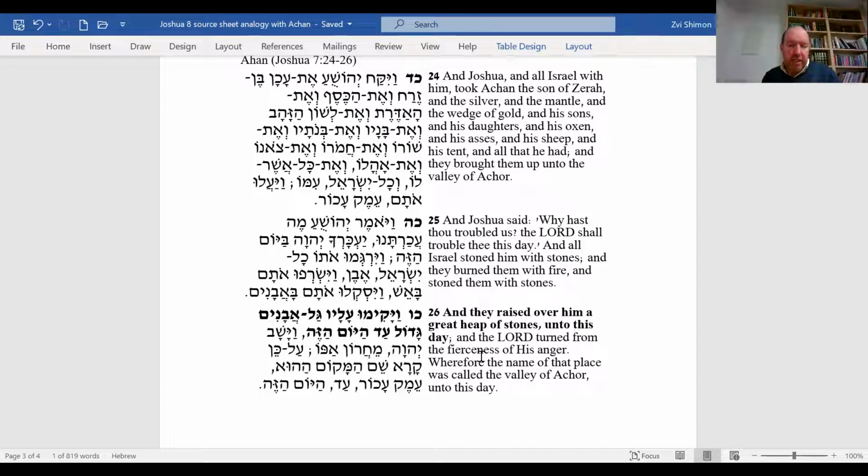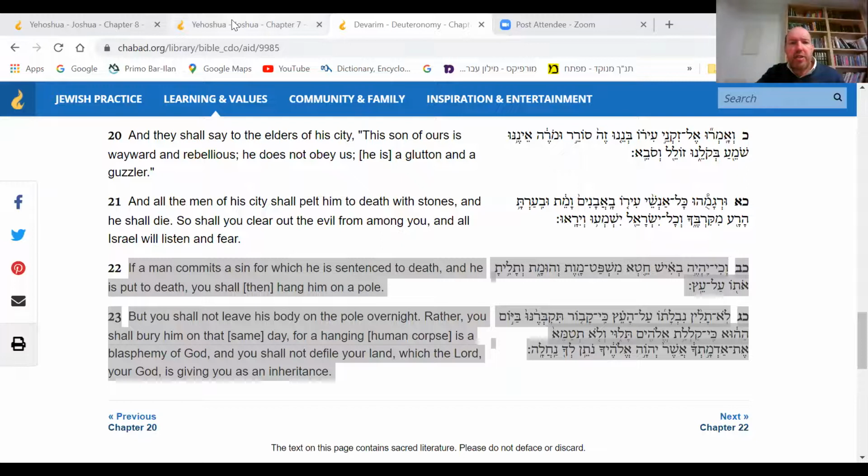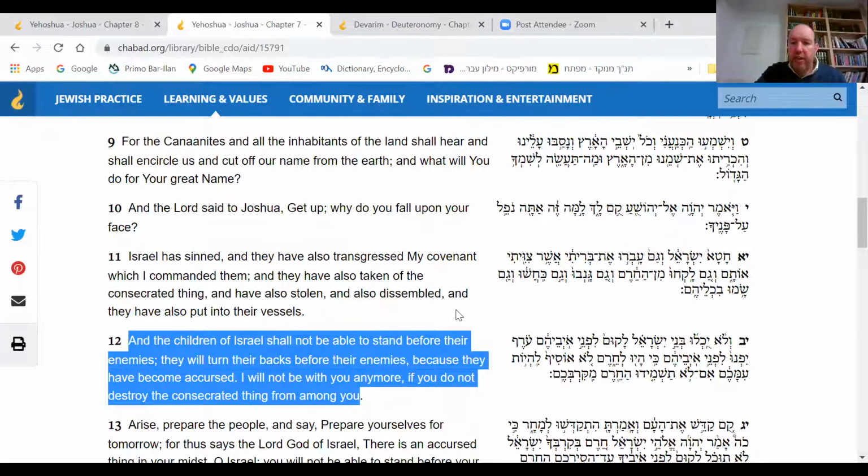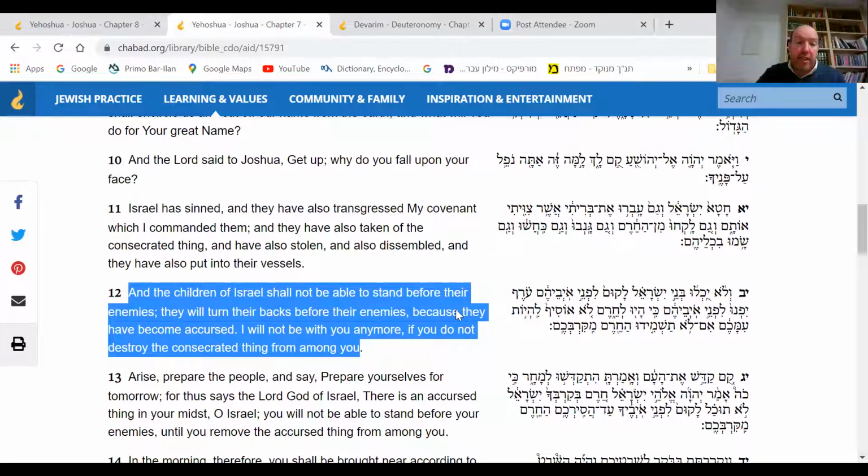And indeed, this was explicitly stated previously in the book of Joshua. We have an elaborate verse that states exactly this. Let's see it in Joshua chapter 7. In the warning, it stated, "And the children of Israel shall not be able to stand before their enemies. They will turn their backs before their enemies because they have become accursed." They have a cherem, right? "I will not be with you anymore if you do not destroy the consecrated thing from among you."